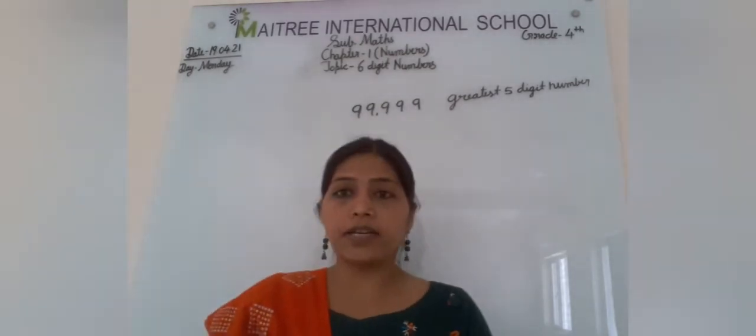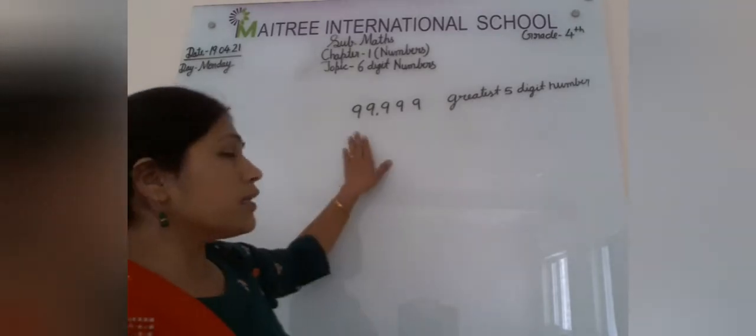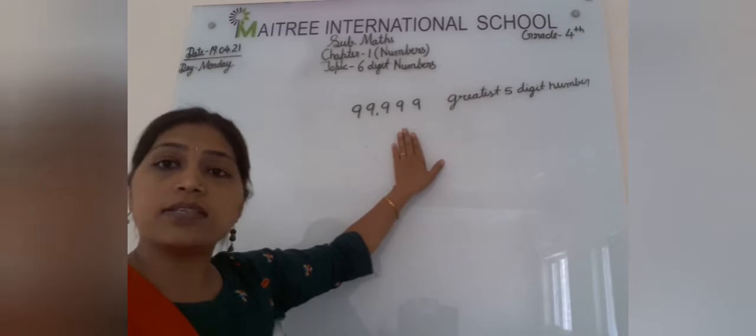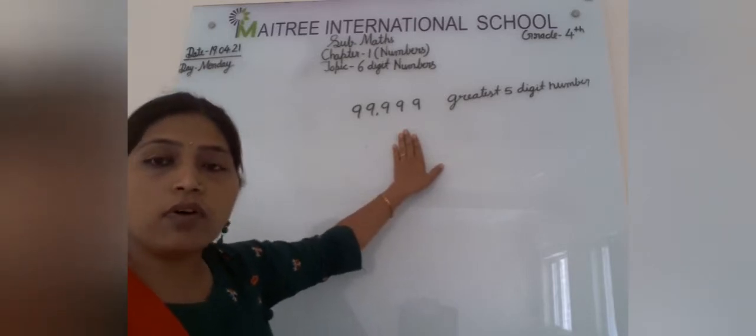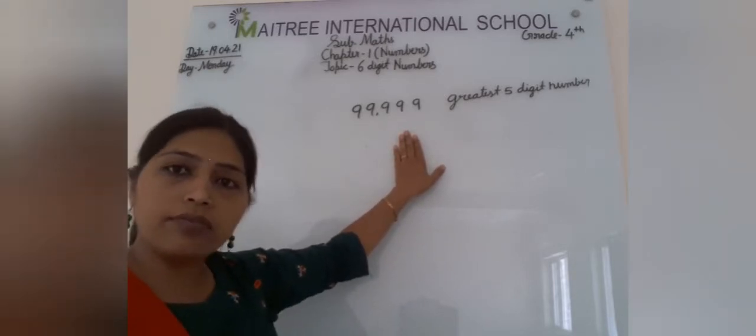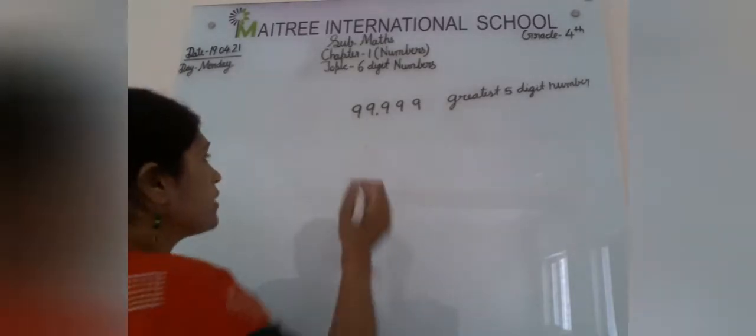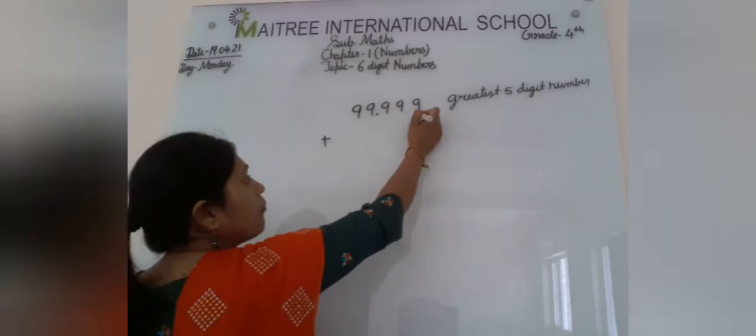What is the meaning of greatest? It means this one is the last 5-digit number. After this, you will get the 6-digit number. So, when we want to get the next number, what do we have to do? We have to add 1. Everyone knows about it? So, let's add 1 and let's see what will happen now.